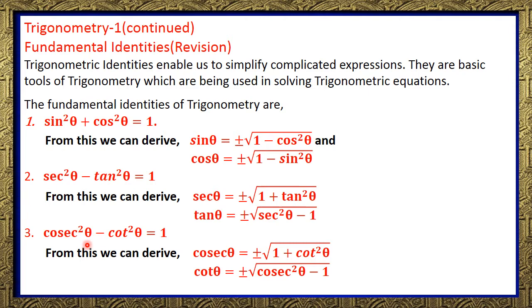And cosec square theta minus cot square theta is equal to 1. So cosec theta is equal to plus or minus root of 1 plus cot square theta, and cot theta will be plus or minus root of cosec square theta minus 1.